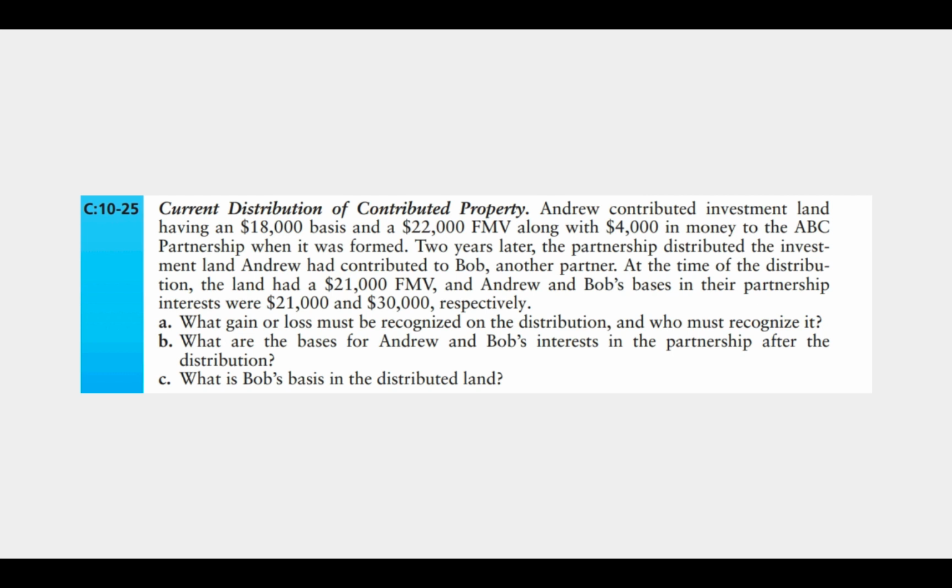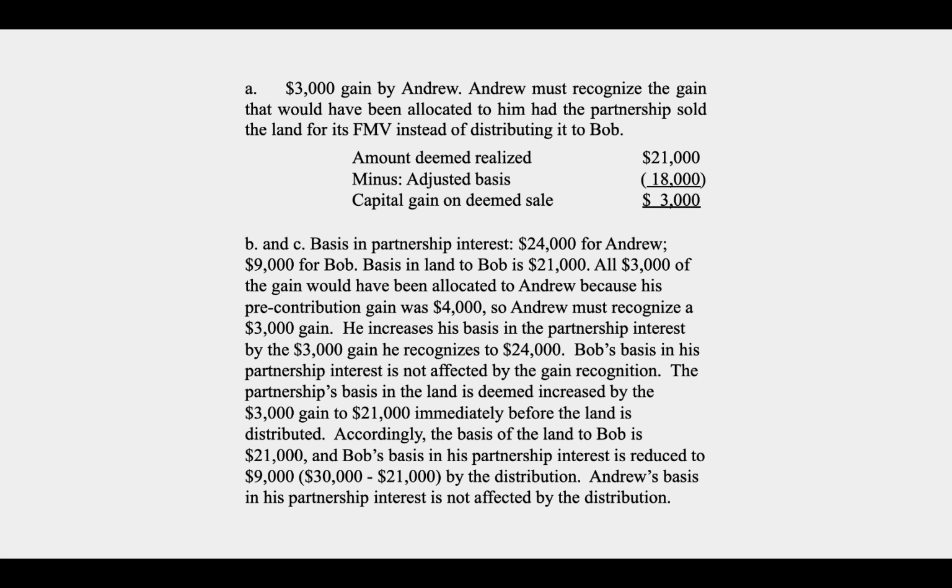So we know that there's going to be a gain because there is a pre-contribution gain. When Andrew contributed this land, there was $4,000 of gain built up in this asset. If Andrew had sold the land for $22,000 on the date of contribution, he would have recognized a $4,000 gain. But at the time this land is distributed to Bob, there's only $3,000 of gain in the asset. So we're going to recognize gain, and Andrew is going to recognize it, and it is going to be $3,000. So $3,000 gain by Andrew, he must recognize it, so that gain will be allocated to him.